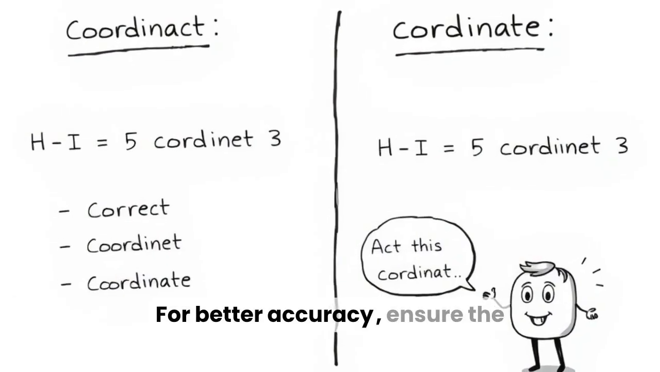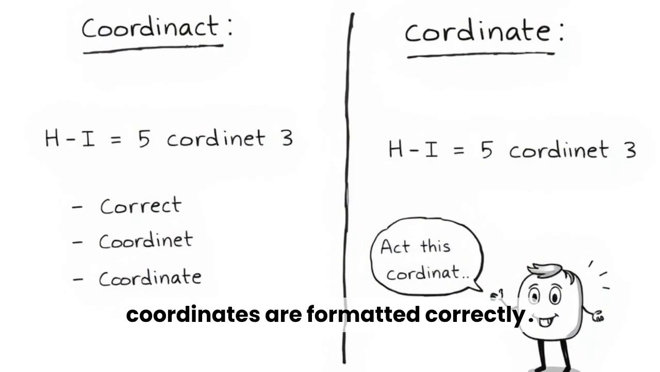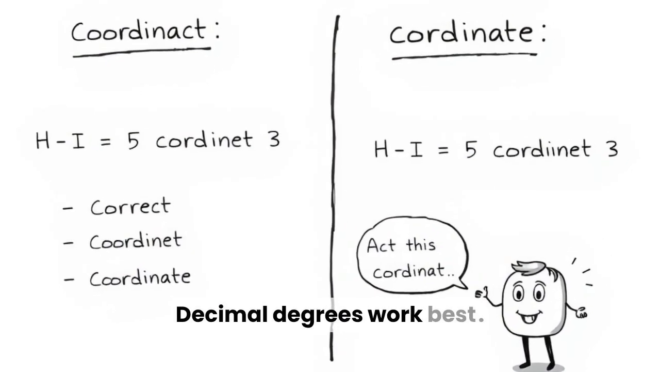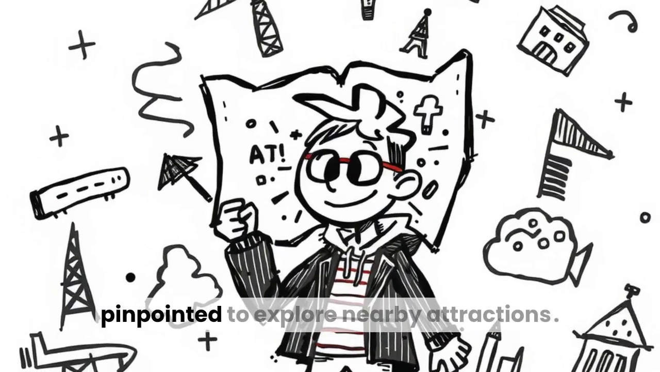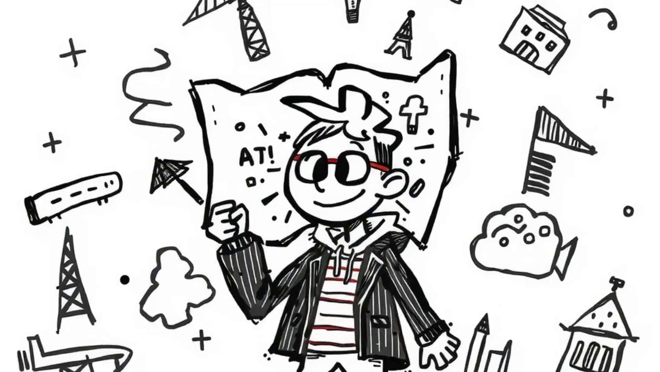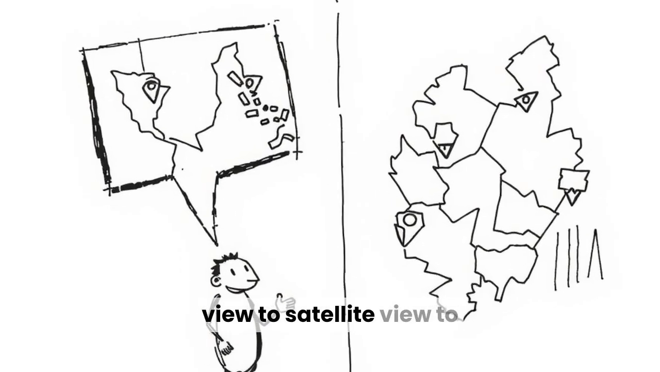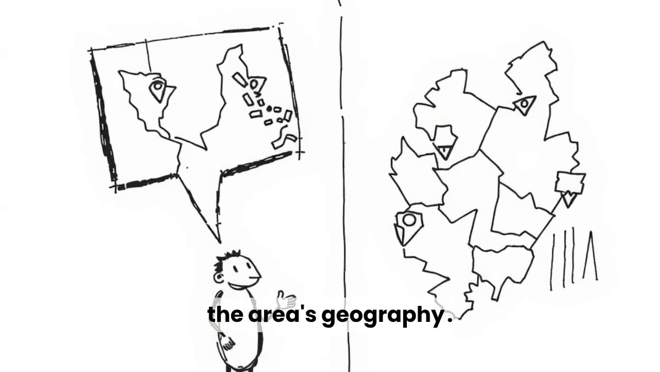For better accuracy, ensure the coordinates are formatted correctly. Decimal degrees work best. Try zooming in on the area once the location is pinpointed to explore nearby attractions. You can switch from map view to satellite view to get a better sense of the area's geography.